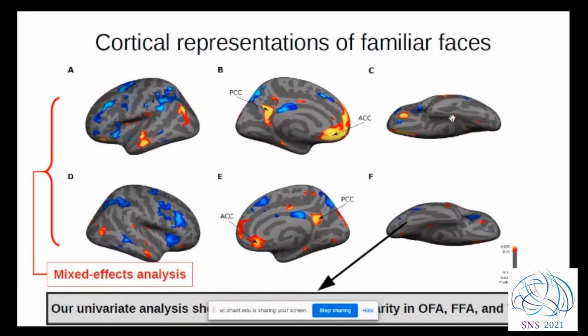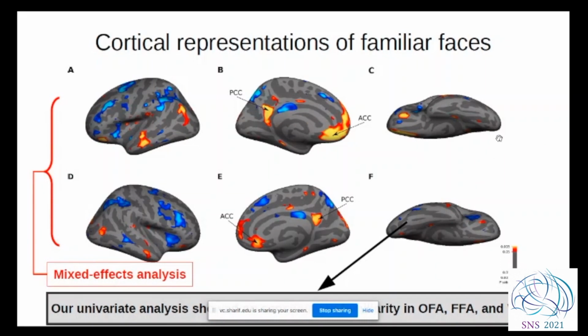that at least anterior and ventral parts of temporal cortex should be involved in familiar face processing, but we didn't get any activations in ventral temporal cortex, including some classic face areas such as occipital face area and fusiform face area.